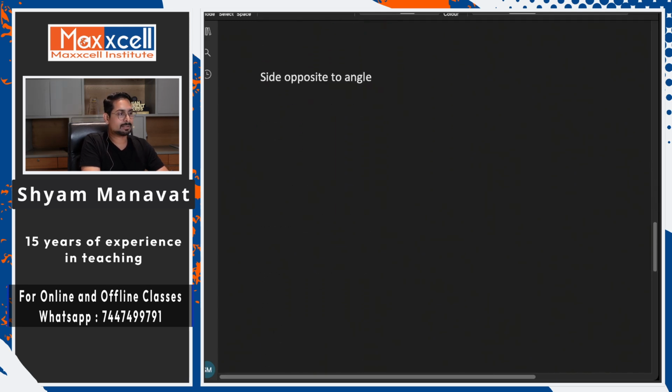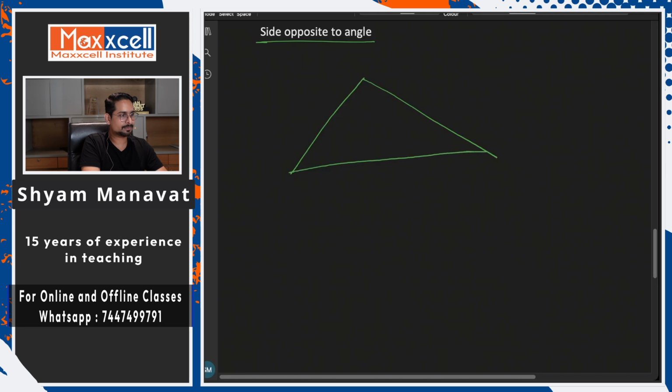Sides opposite to angle. What about this? For any triangle, let's say A, B, C, and the side opposite to vertex A, let me call it small a. Similarly, small b and small c.